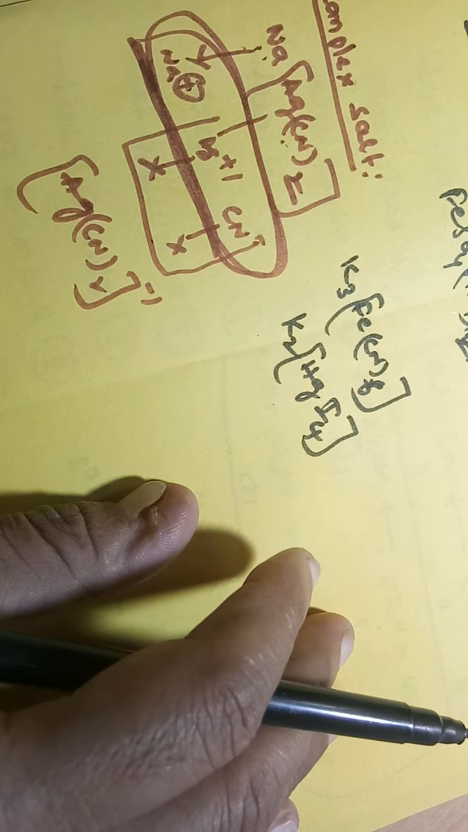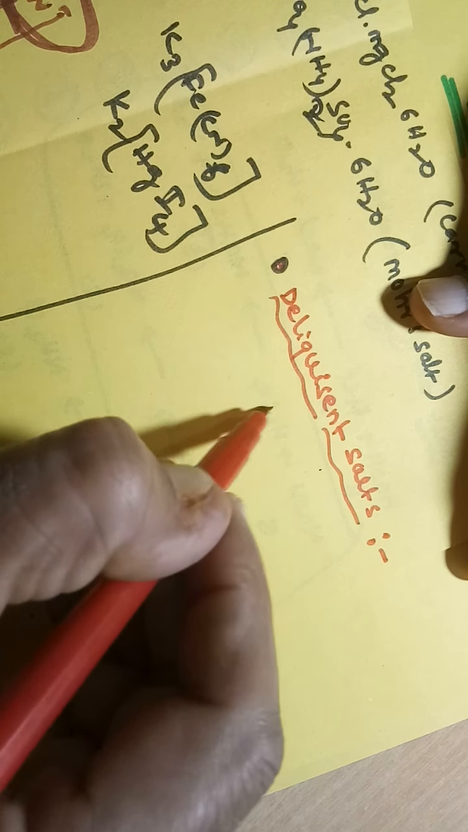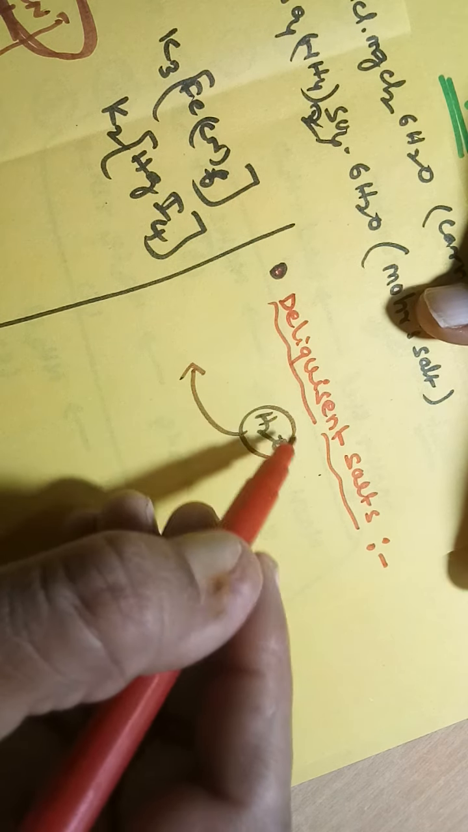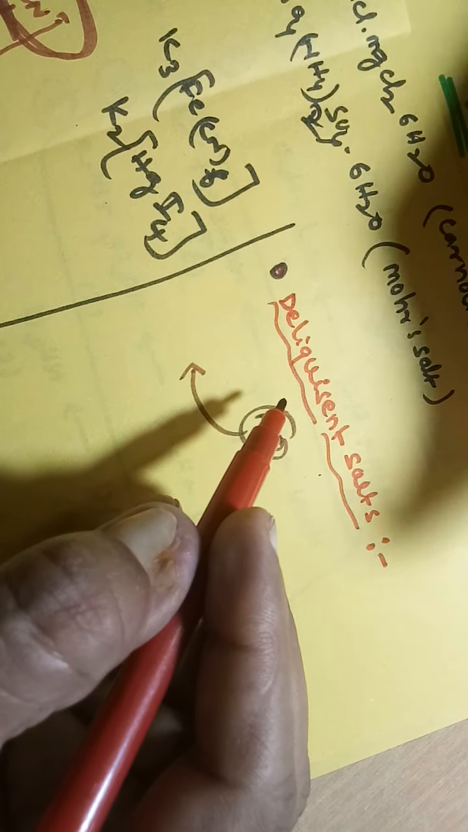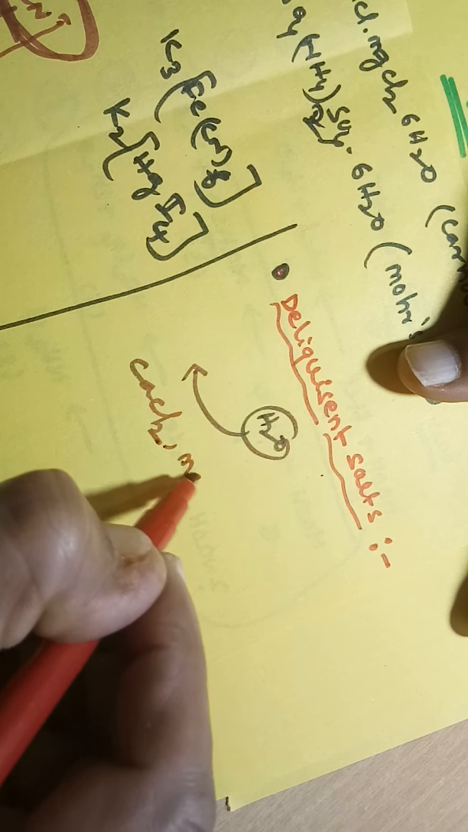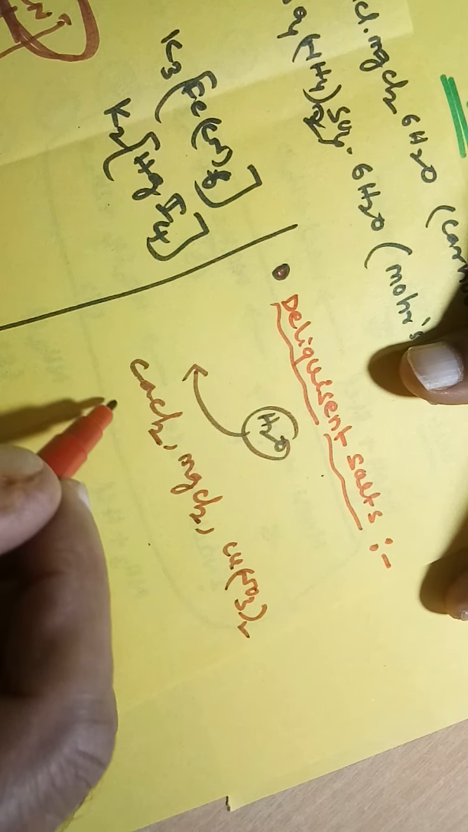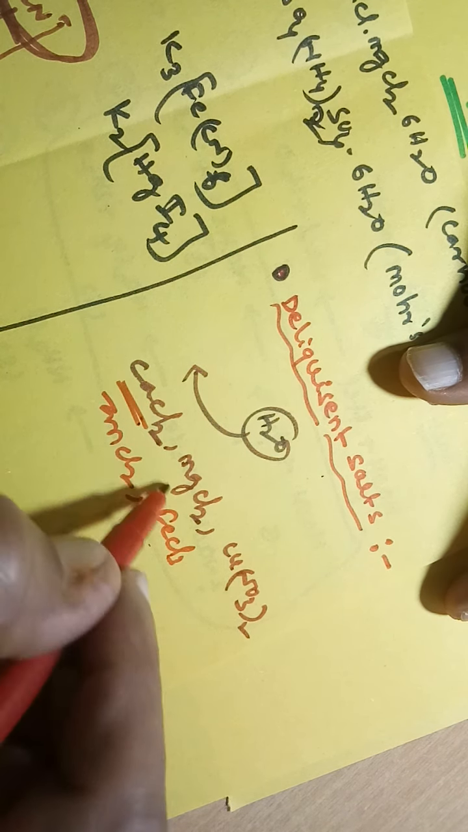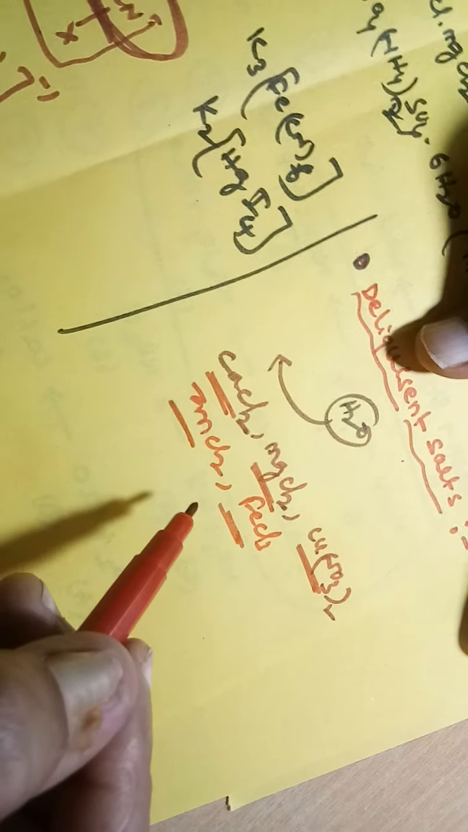Next one, deliquescent salts. Deliquescent salts are salts which can absorb water vapor from outside and are converted into solution, or they become wet. Examples are calcium chloride, magnesium chloride, copper nitrate, zinc chloride, and FeCl3, ferric chloride. These salts are deliquescent in nature. They absorb water vapor from the atmosphere.